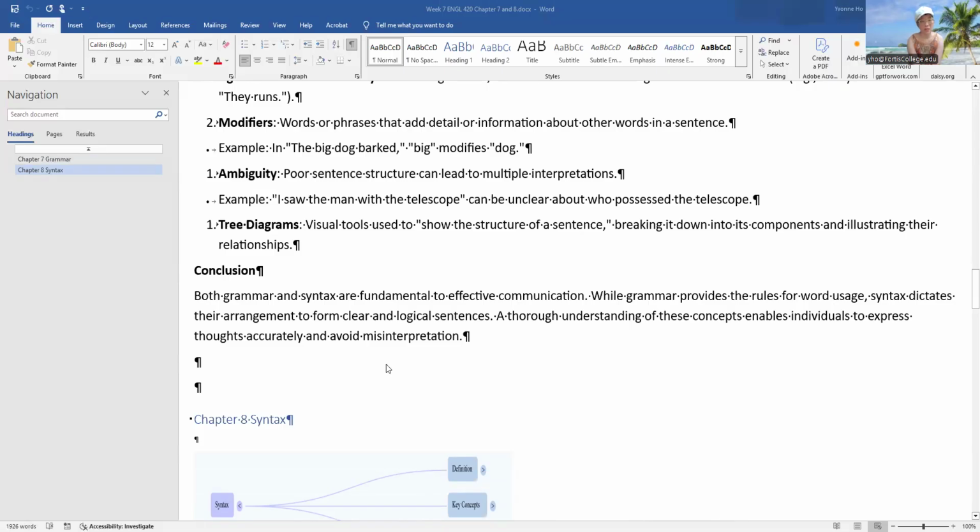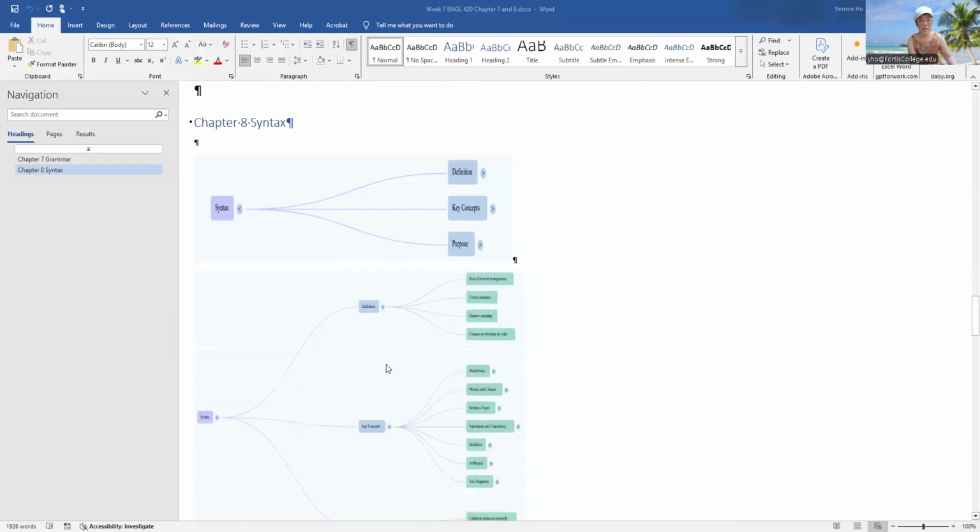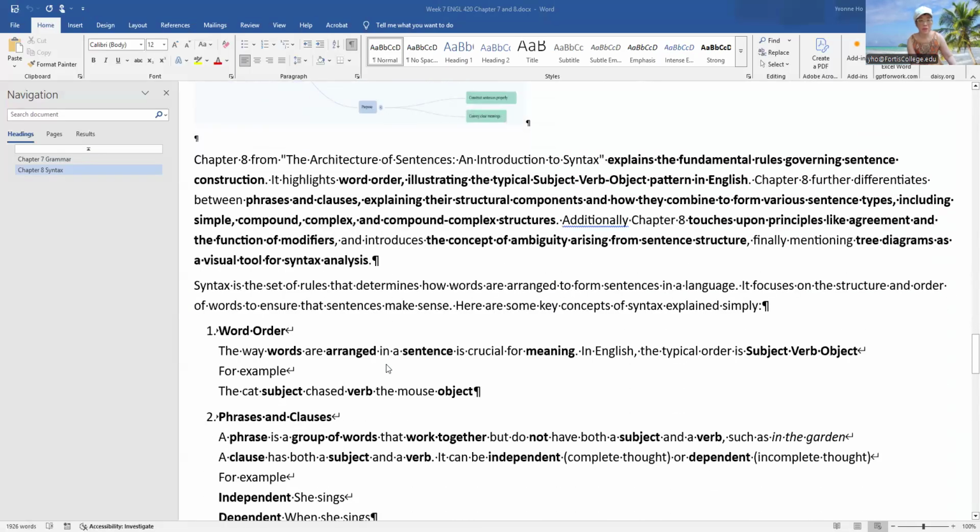While grammar provides the rules for word usage, syntax dictates their arrangement to form clear and logical sentences. A thorough understanding of these concepts enables individuals to express their thoughts accurately and avoid misinterpretation. Chapter 8 is mainly about sentence structure. So syntax explains the fundamental rules governing sentence construction. It highlights word order, illustrating the typical subject-verb-object pattern in English.